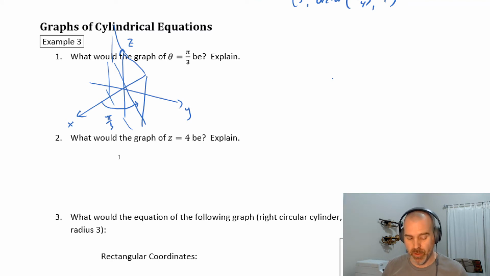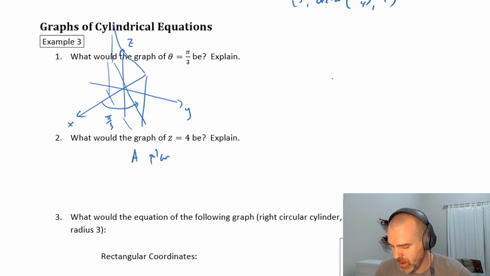What would the graph of z equal 4 be? I mean, that's just what it is in rectangular coordinates. It's a plane parallel to the xy plane at z equal 4.